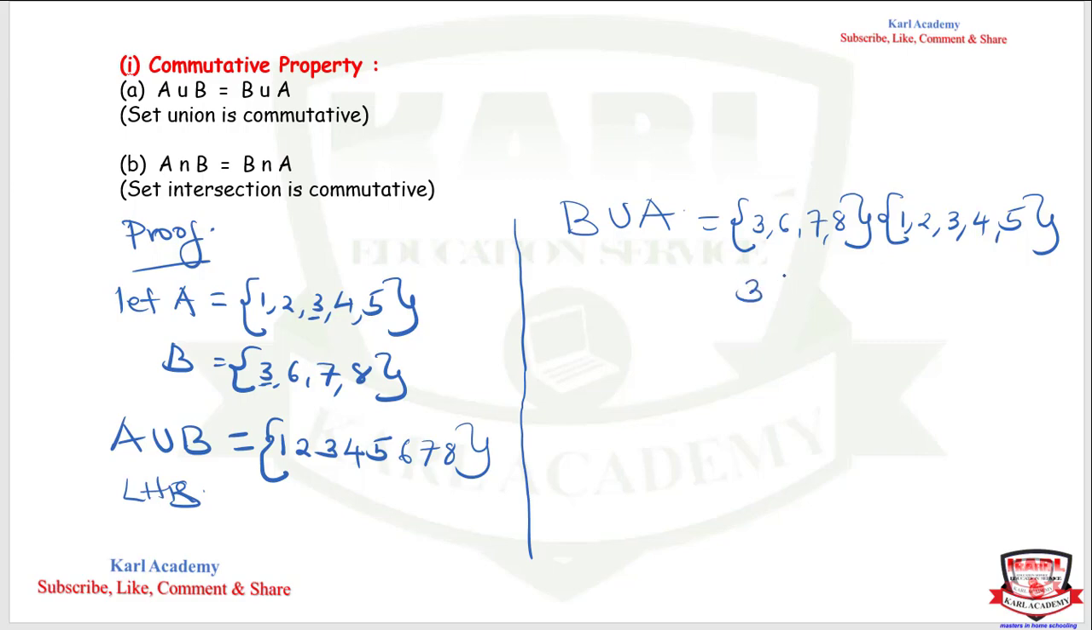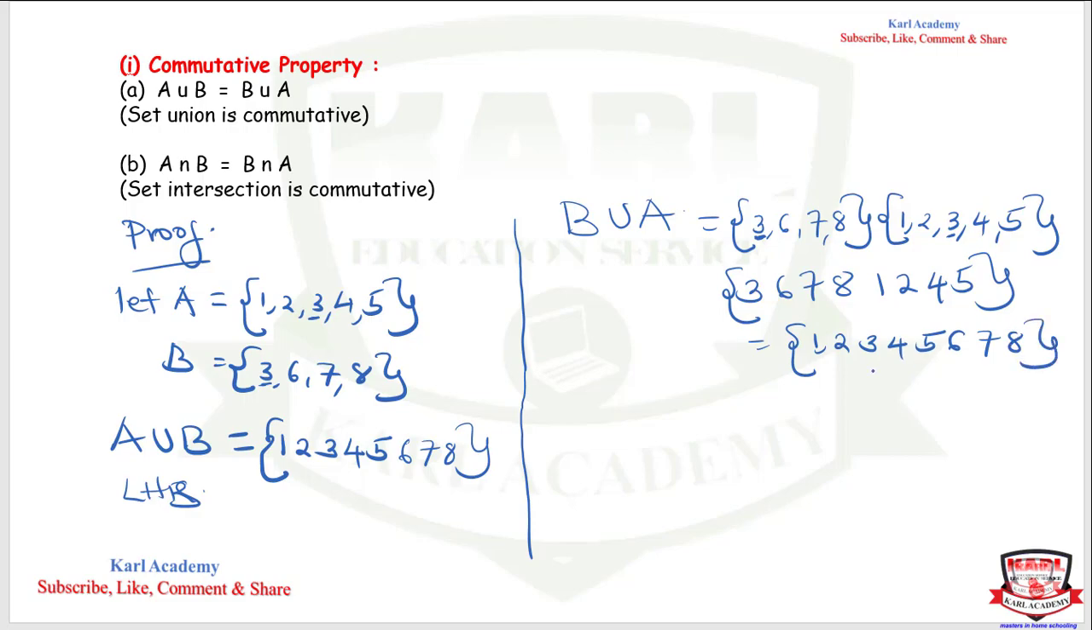So here it will be 3, 6, 7, 8, 1, 2. We don't pick 3 again because we have already picked it in set B. Then you take 4, 5. These are the elements on the right hand side. So we arrange it, and we'll find that the elements are 1, 2, 3, 4, 5, 6, 7, 8.